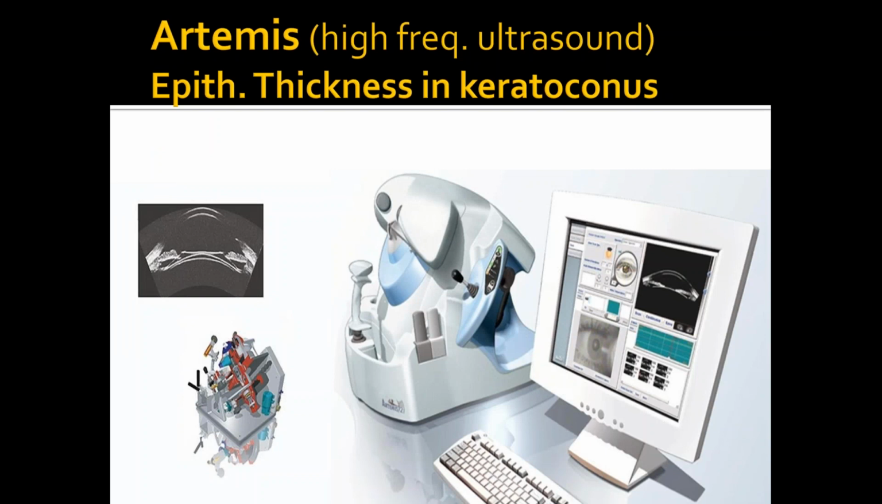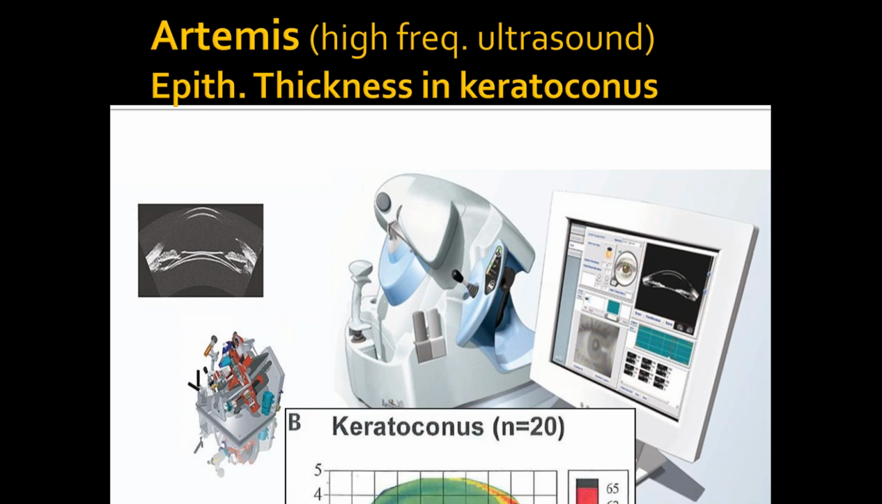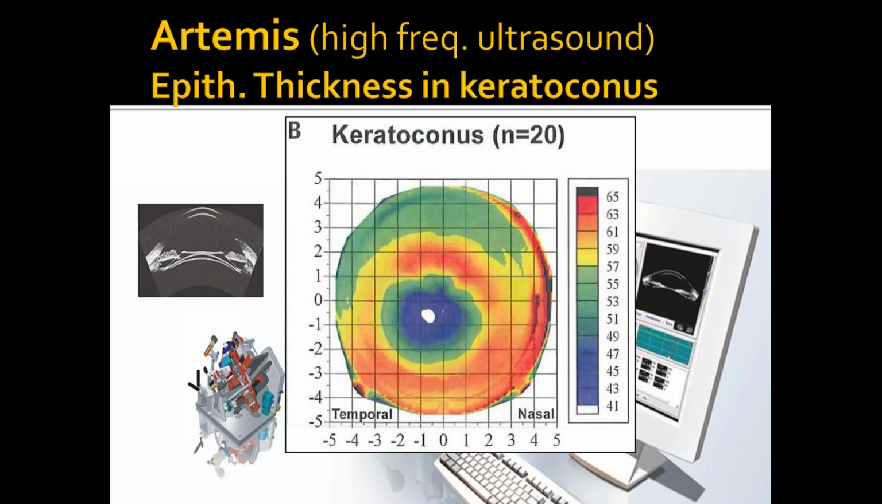A system that probably won't go very far in terms of clinical applications, because it's kind of a unidimensional system, is using high-frequency ultrasound. This is an example of a system called the Artemis system. It also can measure epithelial thickness as well as overall thickness in keratoconus. And here we can see that classic central thinning, with a surrounding area of thickening of that map as well.